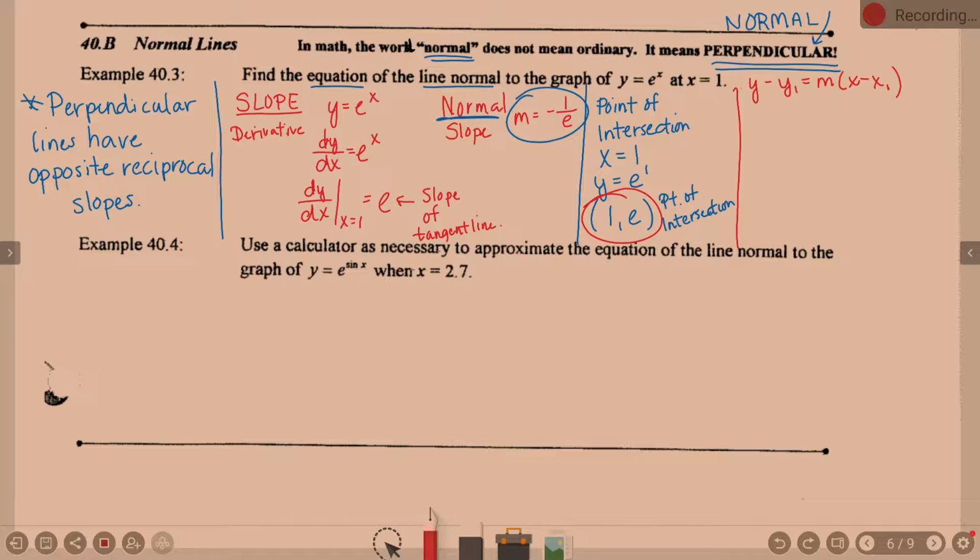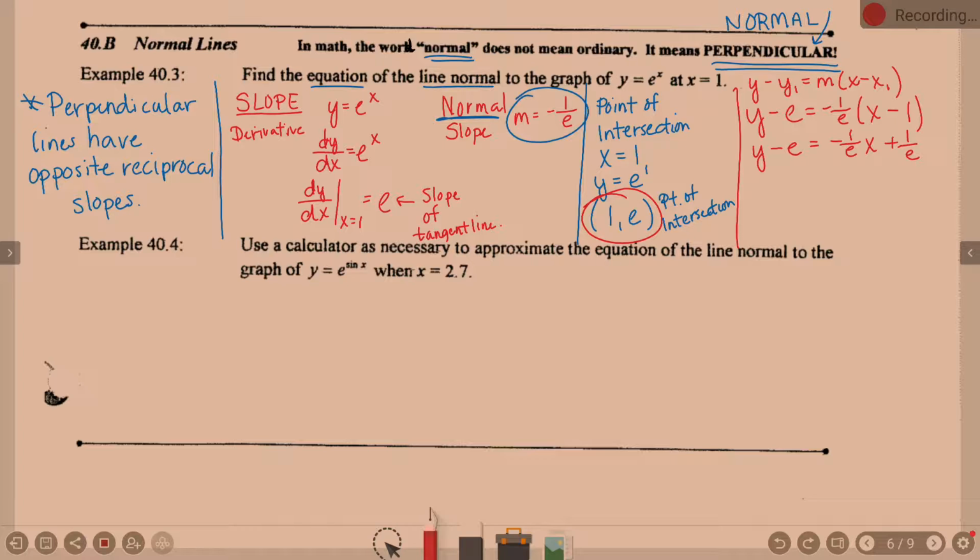If you don't like my way, go your way and meet me in the end. Y minus e equals negative 1 over e times x minus 1. If we distribute, y minus e equals, did I leave that as a coefficient? I did. Negative 1 over e times x, and then plus 1 over e. It's not pretty, but that's all right.